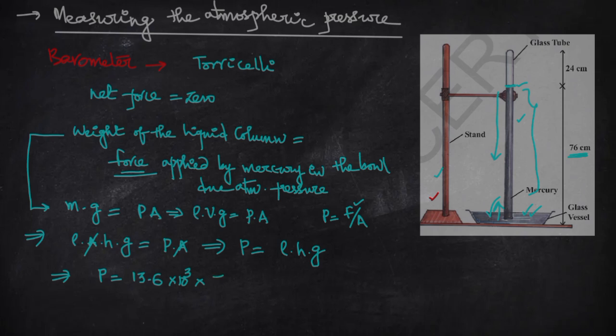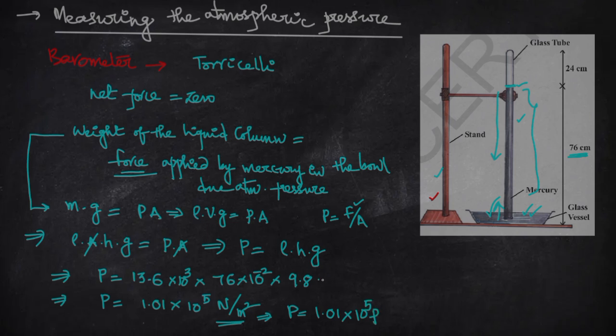If I convert into meters, it is 76 × 10^-2 meter, and g is equal to 9.8 meter per second square. After calculation, you will get the atmospheric pressure P is equal to 1.01 × 10^5 Newton per square meter, and this Newton per square meter can also be called Pascal. So the atmospheric pressure P is 1.01 × 10^5 pascals.